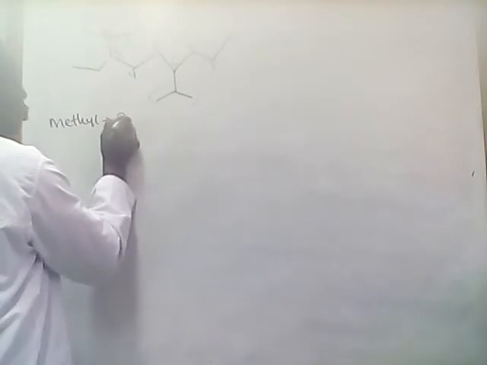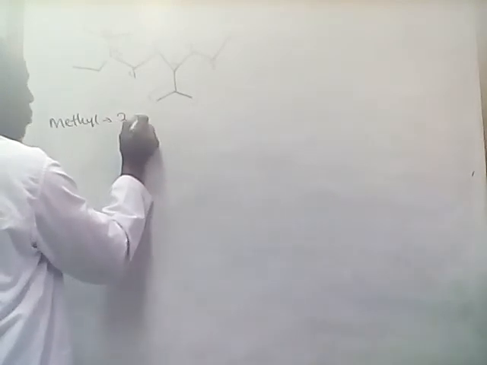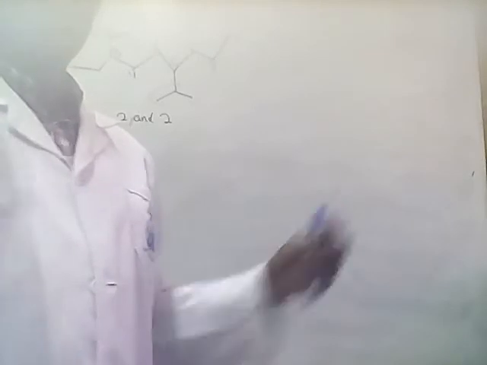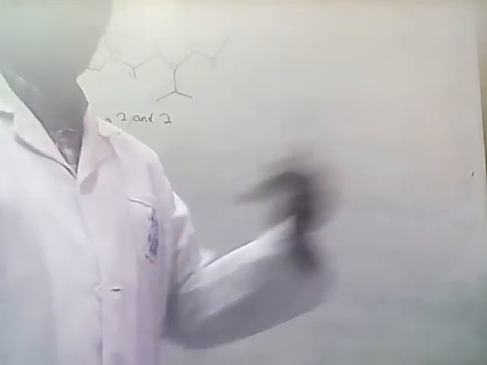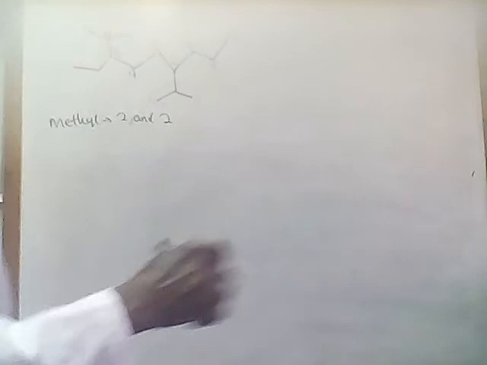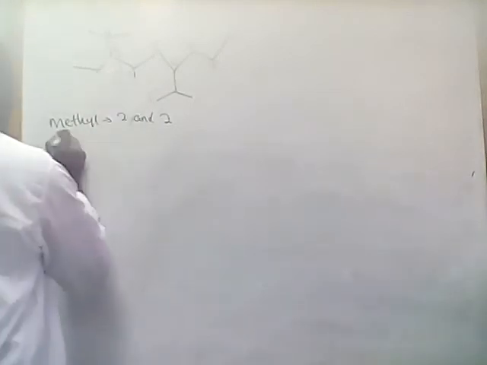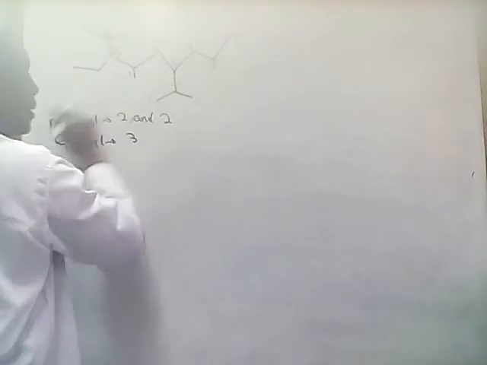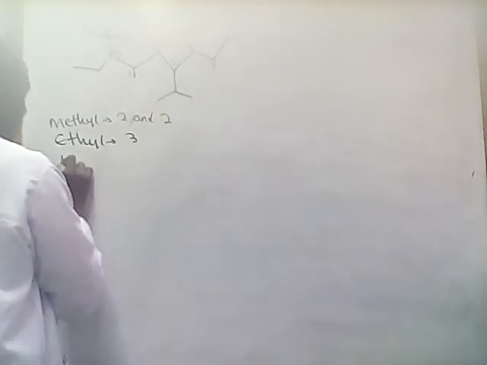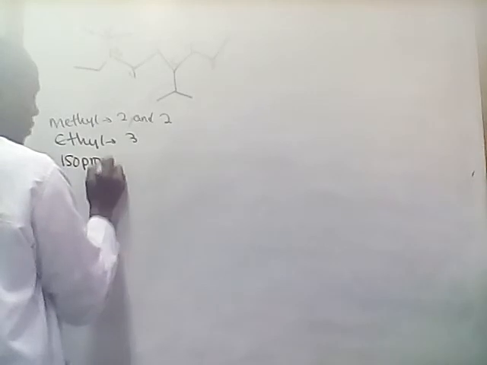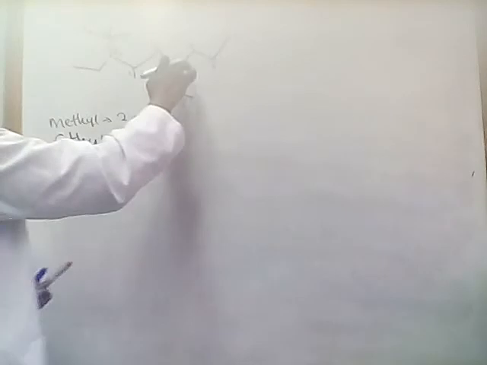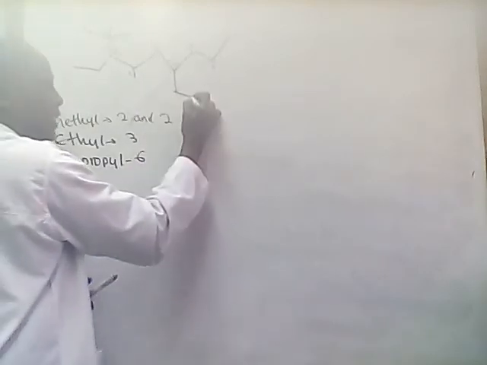It's on carbon number 2 and another on carbon number 2. Yeah, on carbon number 2 and 2. So you don't say 2 dimethyl, but if they are 2 on the same carbon, you usually say 2,2 dimethyl, for example. And then there is an ethyl group on carbon number 3, and then there is an isopropyl on carbon number 6. Please note there's a difference between the isopropyl and the methyl group.